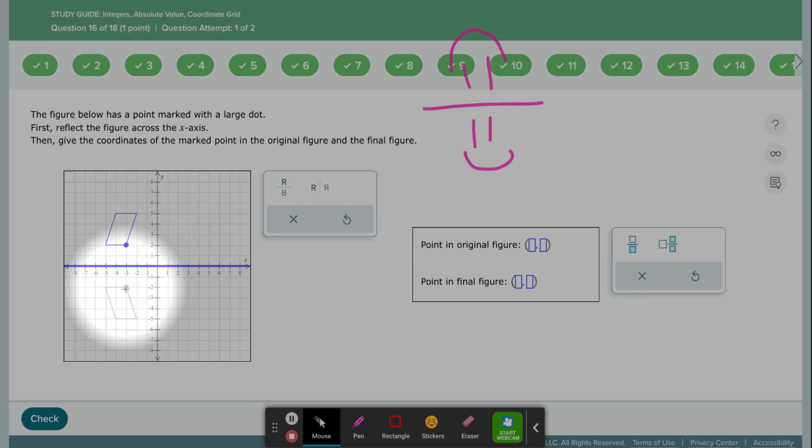Okay, so to get to the original, I have to start at my origin and I'm going to go back 3 and down 2. Well, to go back is negative and to go down is negative. So it's -3, -2. Okay, -3, -2. Okay, now to get to the final figure, I'm going to do the same thing. I'm going to go back 3. So that's a -3, but I'm going to go up 2. And when you go up, it's always positive. So back 3, up +2. Cool. Okay.